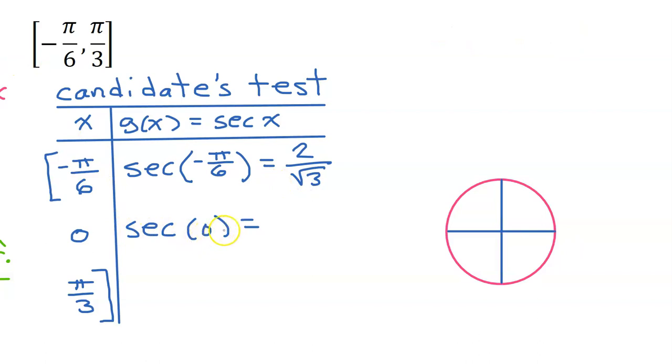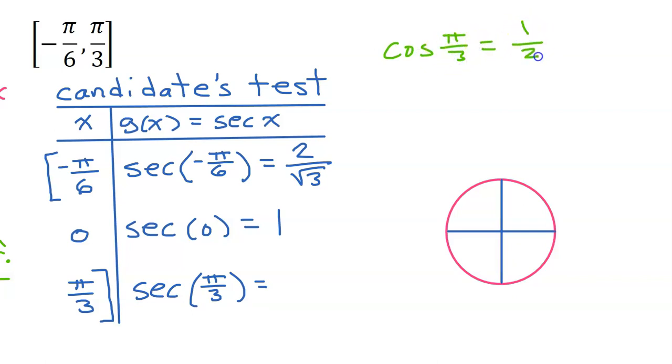How about the secant of 0? Well, what's the cosine of 0? 0 is right here. The cosine is equal to 1. So the secant will be the reciprocal of 1, which is still 1. What about the secant of pi over 3? Well, what about the cosine of pi over 3? That is 1/2, just something that we've memorized. Therefore, the secant will be the reciprocal of this, which is 2.